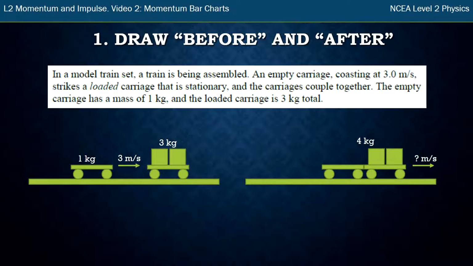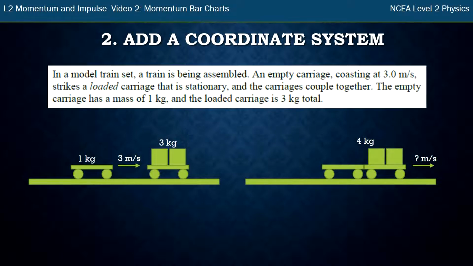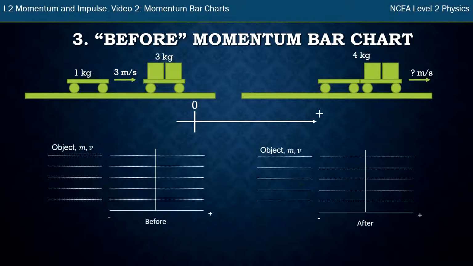I don't know what speed that is, but I've decided to call them one big object with a mass of 4 kg, because they're made up of one carriage with 1 kg and one carriage with 3 kg. So when they're together, they're worth 4. Add the coordinate system. It seems everything's going in the same direction, so I'm going to call that direction positive. I've actually got all my information taken out of the question now and into my diagram, so I can probably get rid of the question and just have my diagrams.